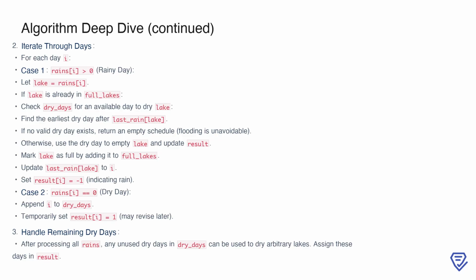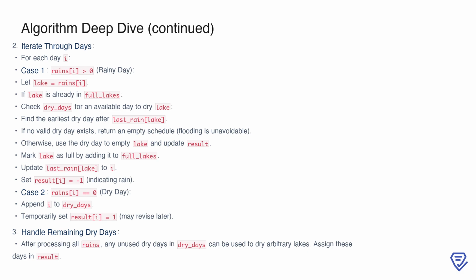If the lake is full, we need to find a dry day to empty it before it floods. We look for the earliest dry day that comes after the last time it rained on this lake. If no such dry day exists, flooding is unavoidable, and we return an empty schedule. If we find a valid dry day, we use it to dry the lake, mark the lake as no longer full, and update the result array to reflect this action.